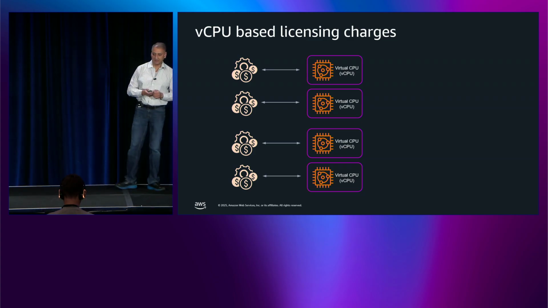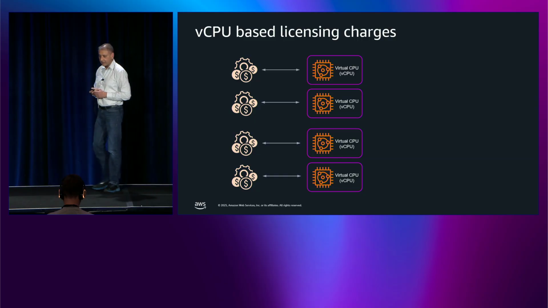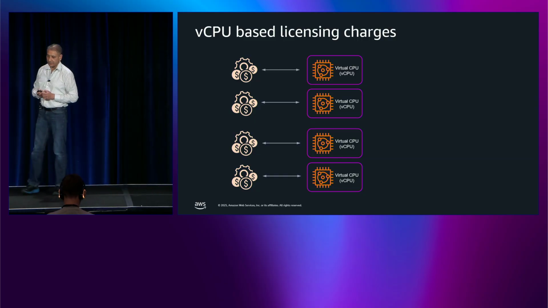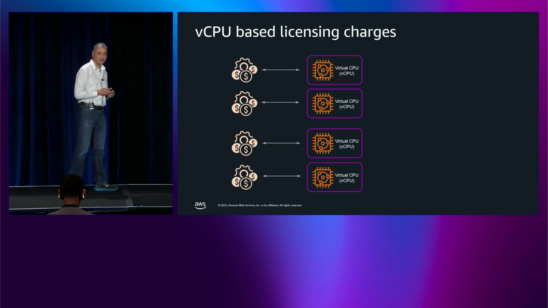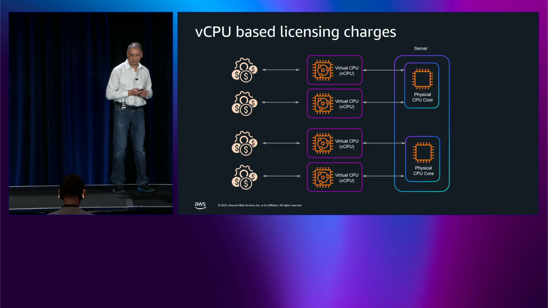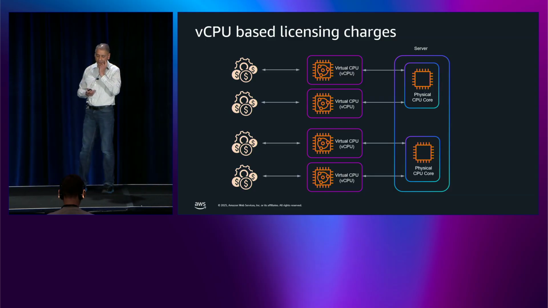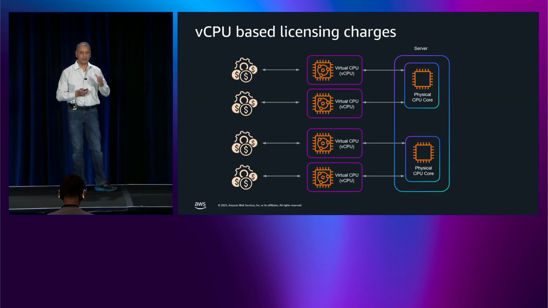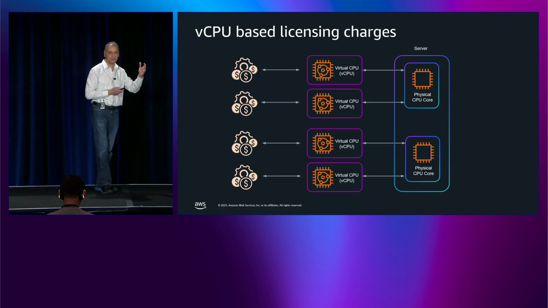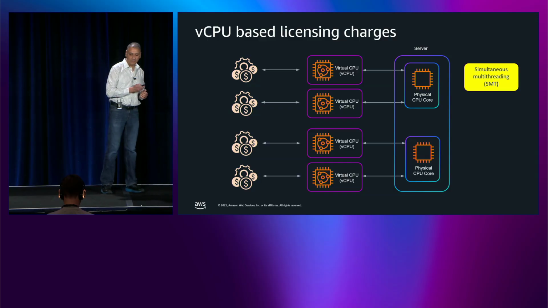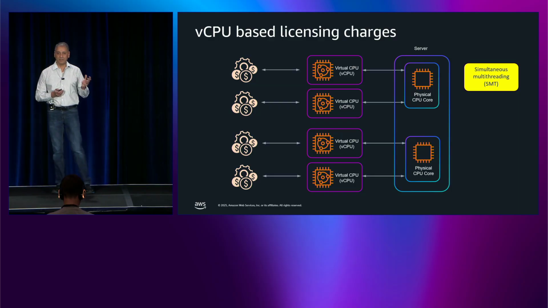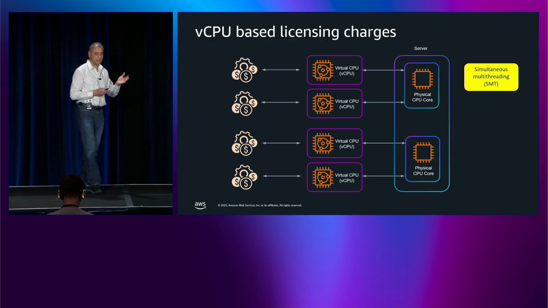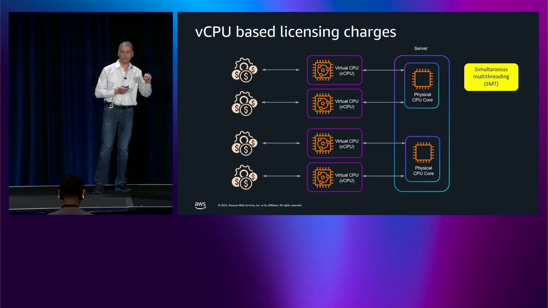vCPU-based licensing charges. This is also something very interesting. When you use Microsoft SQL Server, your charging for licenses is based on the number of vCPUs or virtual CPUs that you use in an instance. Now, in a typical Intel instance, for each physical CPU core, you have two virtual or two logical CPUs. Why is that? For a technology called SMT or simultaneous multi-threading. What SMT does is that it allows you to run two parallel threads on each physical CPU core.